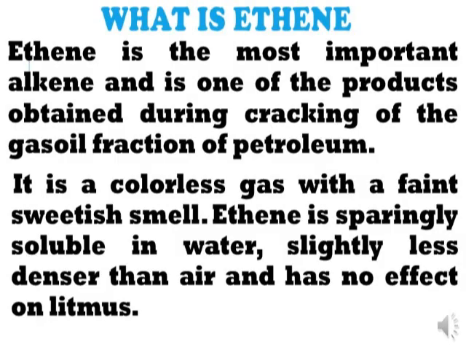So what is ethene? Ethene is the most important alkene. You know, alkenes are hydrocarbons with double bond. Okay, good. So ethene is the most important alkene and is one of the products obtained during cracking of the gas oil fraction of petroleum. It is a colorless gas with a faint sweetish smell. Ethene is sparingly soluble in water, slightly less dense than air, and has no effect on litmus.